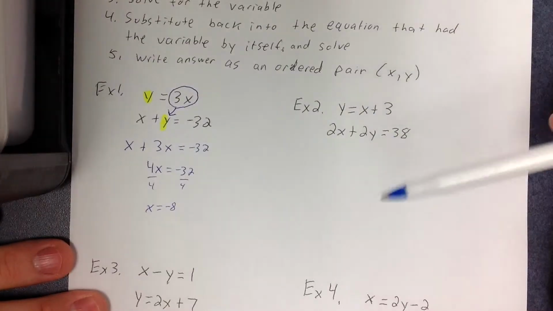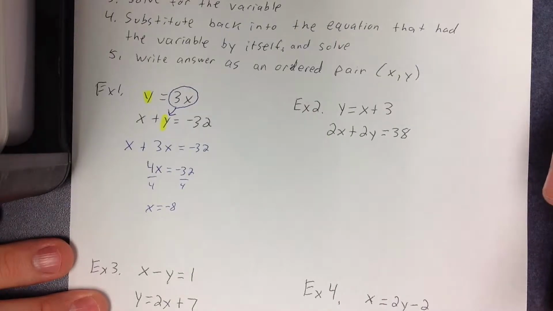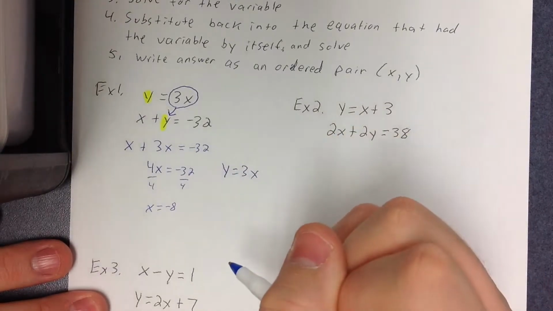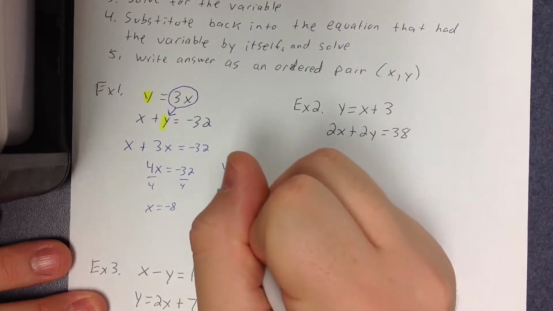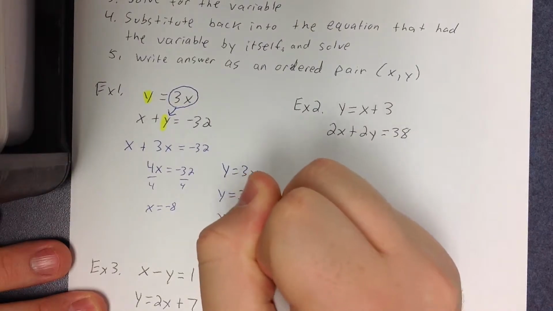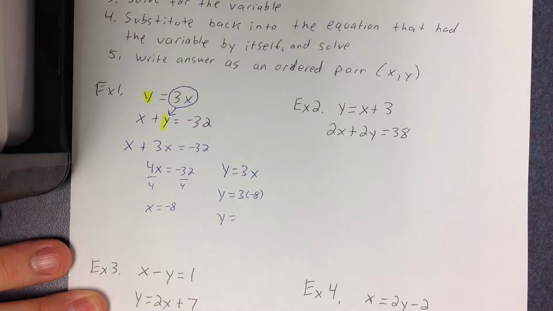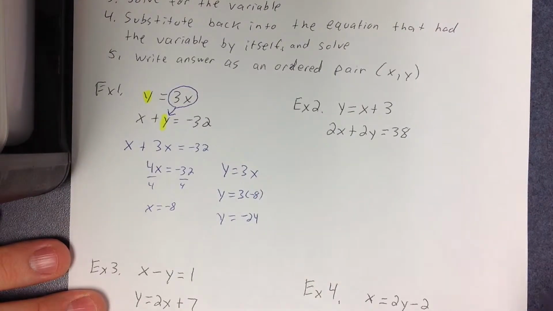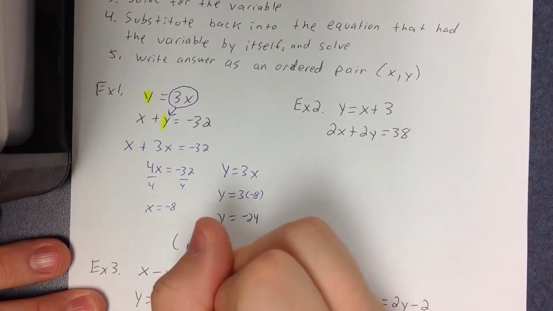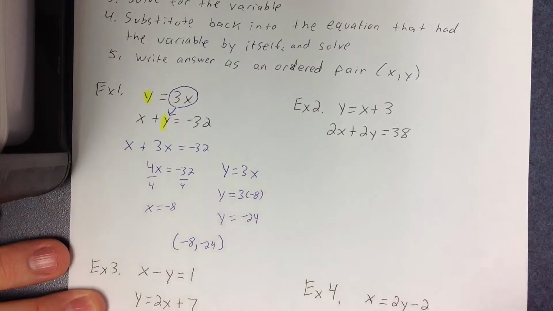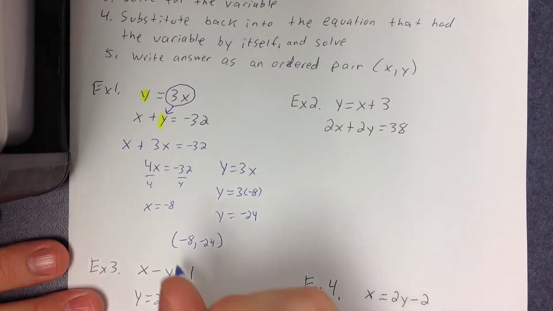Now the fourth step says substitute back into the equation that had the variable by itself. So the equation that had the variable by itself was y equals 3x. But now I know x is negative 8. So y equals 3 times negative 8, which is negative 24. Then we want to write our answer as an ordered pair, so the x always comes first, so it'd be negative 8, negative 24.